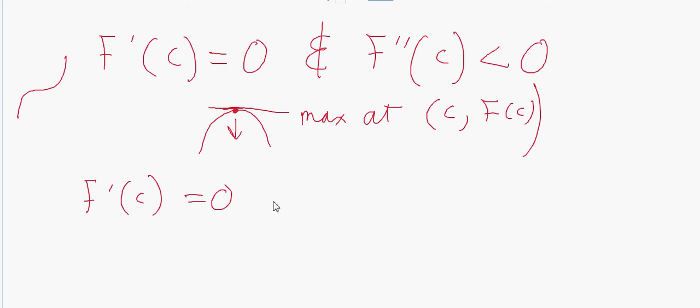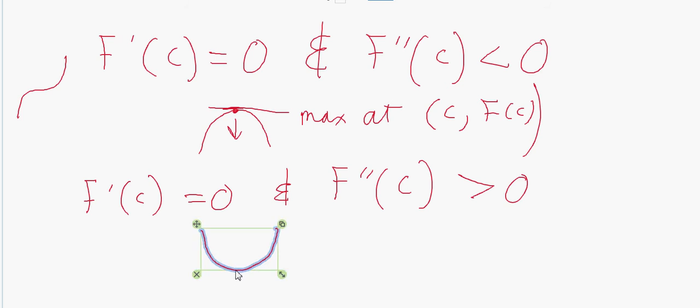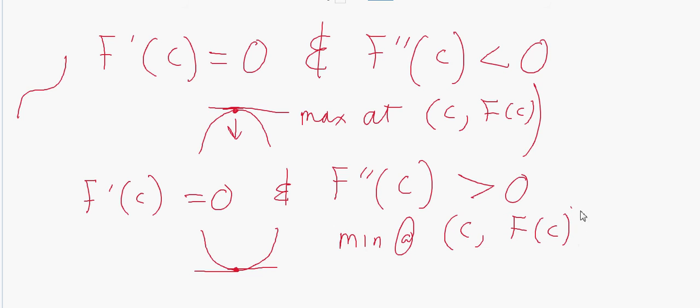And if f prime of C is 0 and f double prime of C is positive, well, now that's a concave up function with a horizontal tangent. That is a min at the point C, f of C. Okay? And maybe you're thinking, well, Mr. Smith, what happens if one of these guys is undefined? Well, then the second derivative test does not tell us anything. So be careful about that.